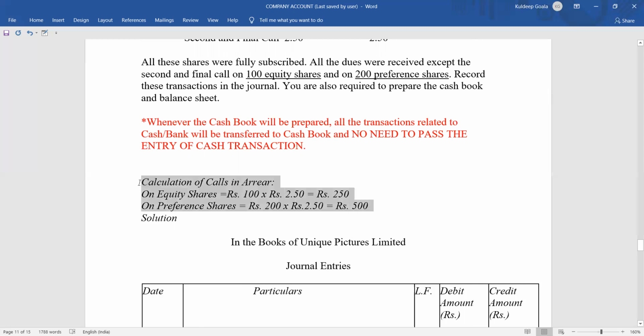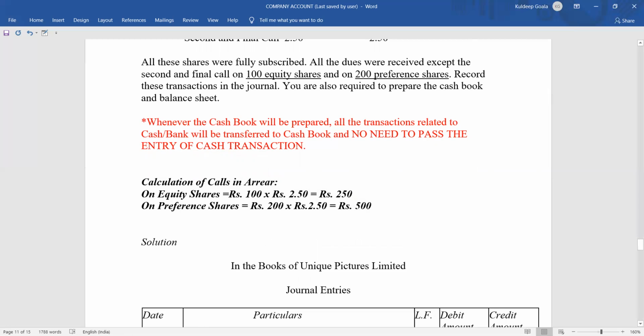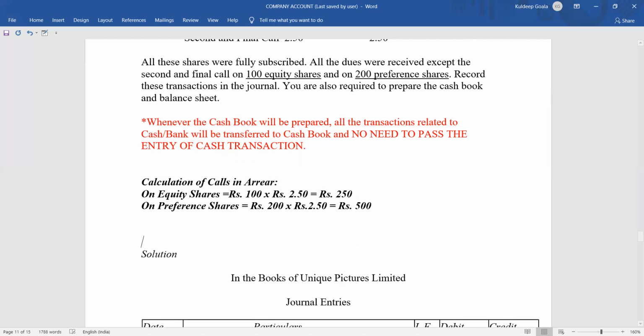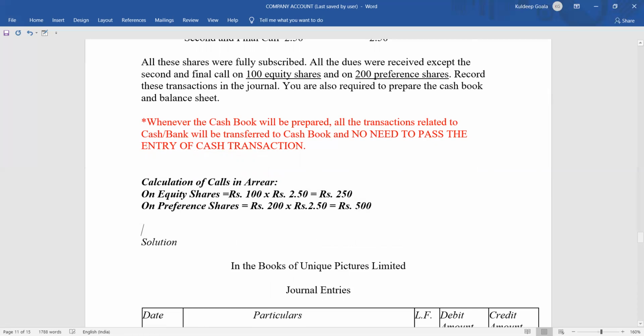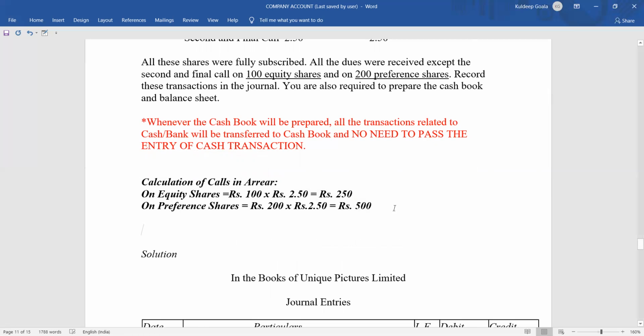That means the total calls in arrear is very clear now. The calls in arrear is 250 in case of equity share and 500 rupees in case of preference shares. So I'll just show you the journal entry here because there's a receipt entry, so there will be a bank entry. The bank entry we are not going to show in the journal entry, but I'll show it for your understanding. The journal entry will be like this: bank account debit. How much money are we supposed to receive? I'll just show you here.